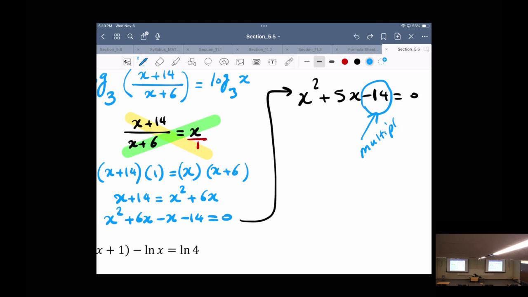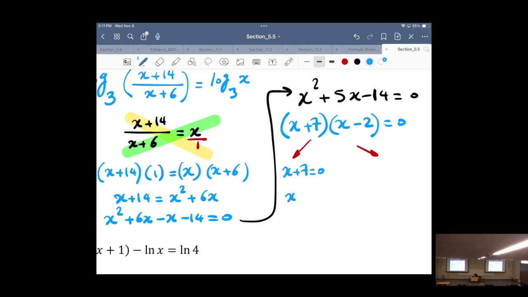Okay, so now that's nice, because that means we don't have to use the quadratic formula. We can just say x plus 7 times x minus 2 equals 0, right? It's a lot less time consuming if we can factor an expression. So now let's set x plus 7 equals 0. That means x equals negative 7. On the other side, if you set x minus 2 equals 0, that means x can be equal to 2.